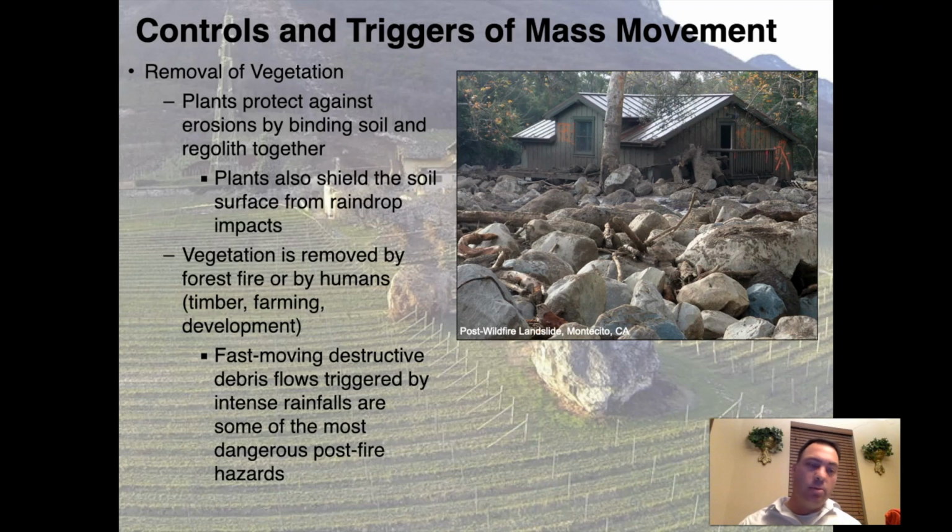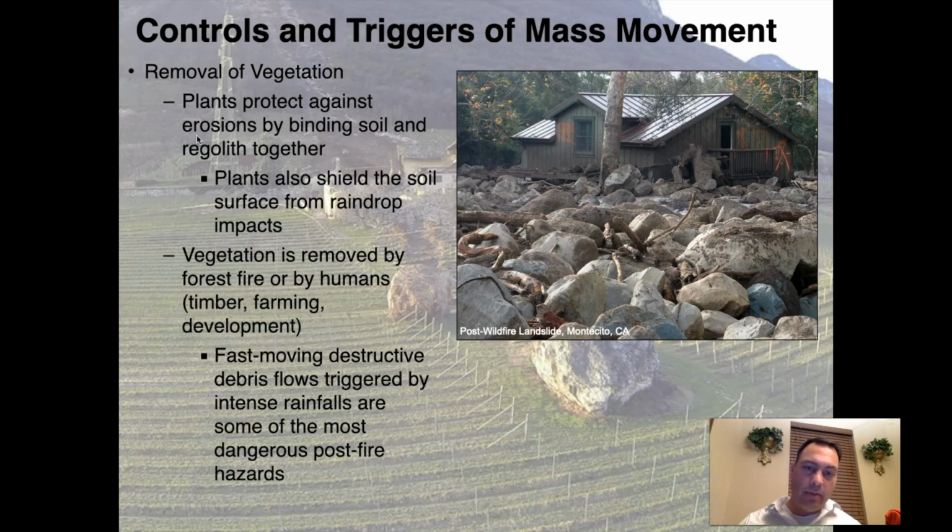Another crucial trigger is the removal of vegetation. Plants protect against erosion by binding the soil and regolith together using roots. This is a major function of vegetation in mountain ranges. As long as you have good forests, good grass, and things like this, you have fairly good protection against certain kinds of mass movement. But if you have some type of mass removal of the vegetation, let's say through a forest fire, or by humans doing something foolish like farming or some type of development that completely wipes out the timber in the area, you can get fast-moving debris flows that can be extremely destructive.